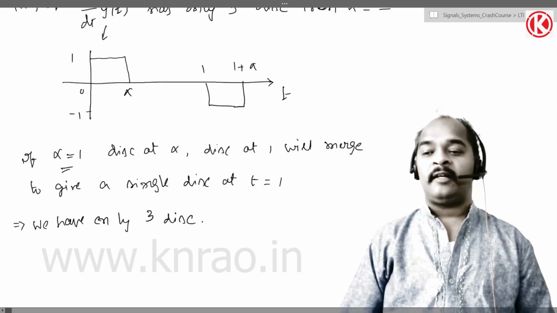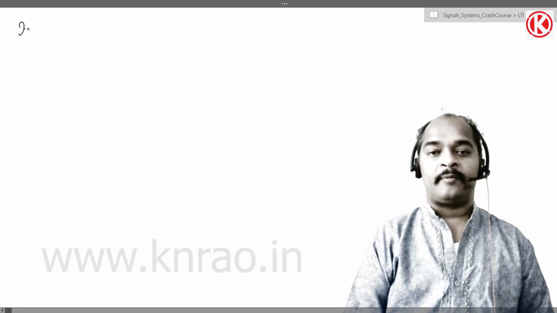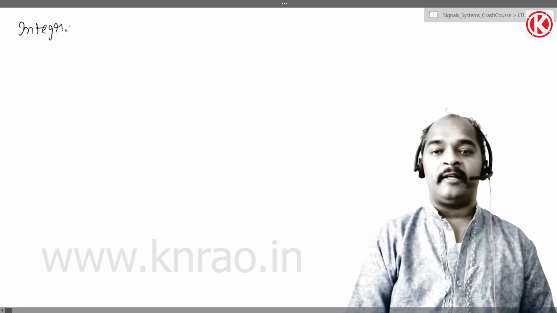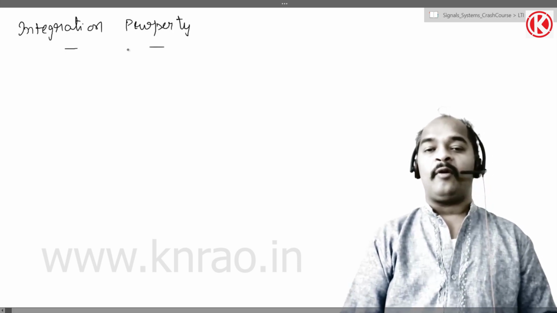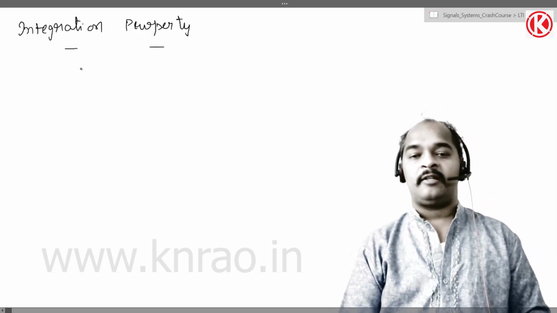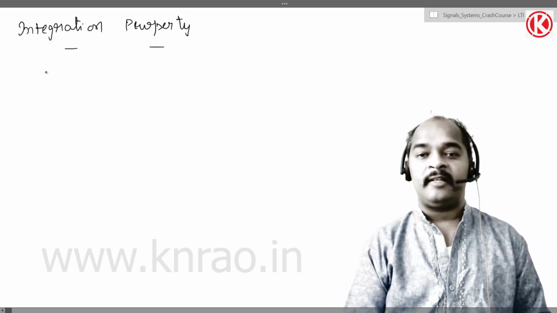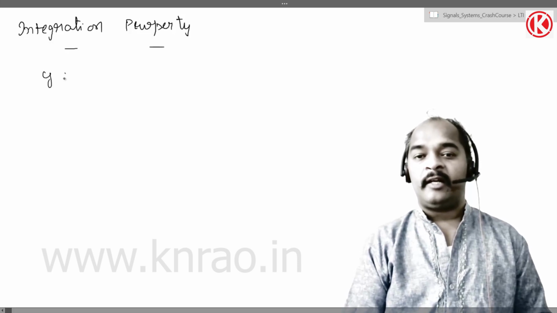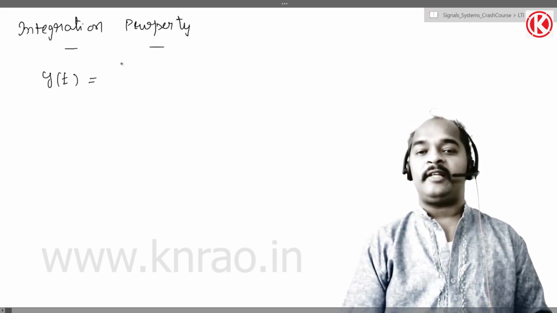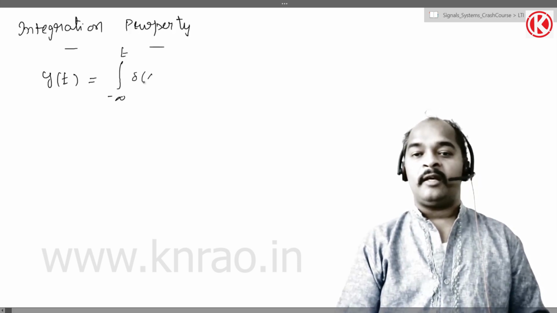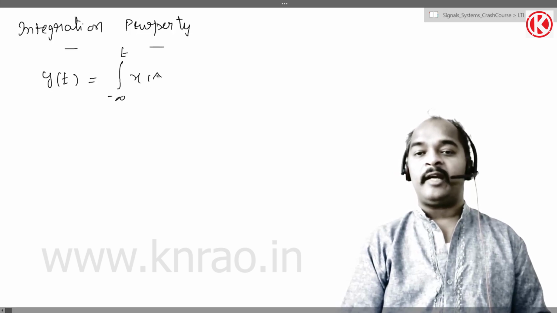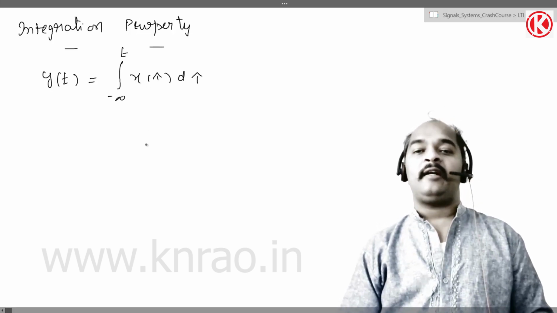Okay, so next let us talk about what is called the integration property. So what does this say? Before we talk about the integration property, let us first understand what integration is. The integral of any signal x of t is defined as the integral from minus infinity to t of x of tau d tau. This is how we define the integral of a signal.